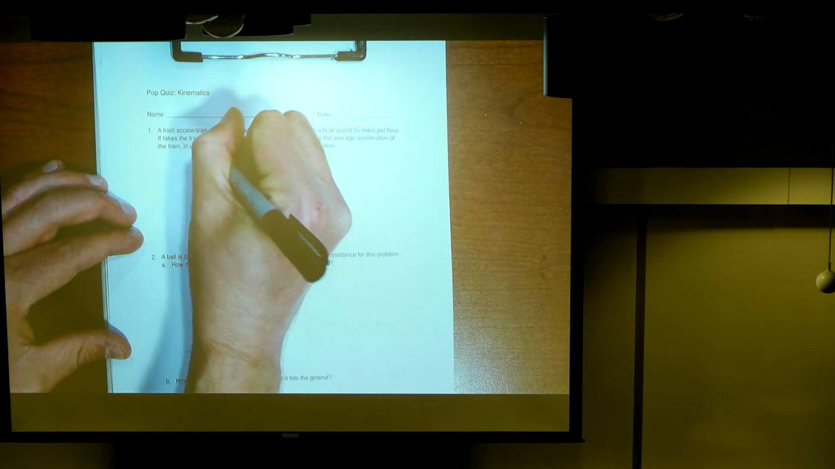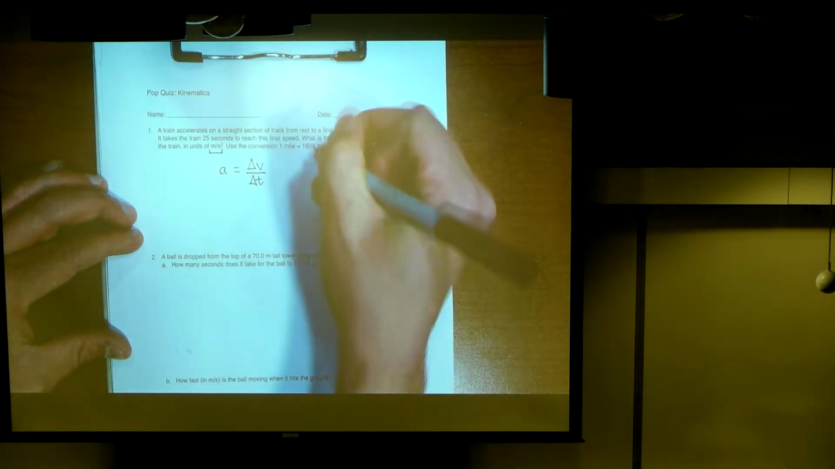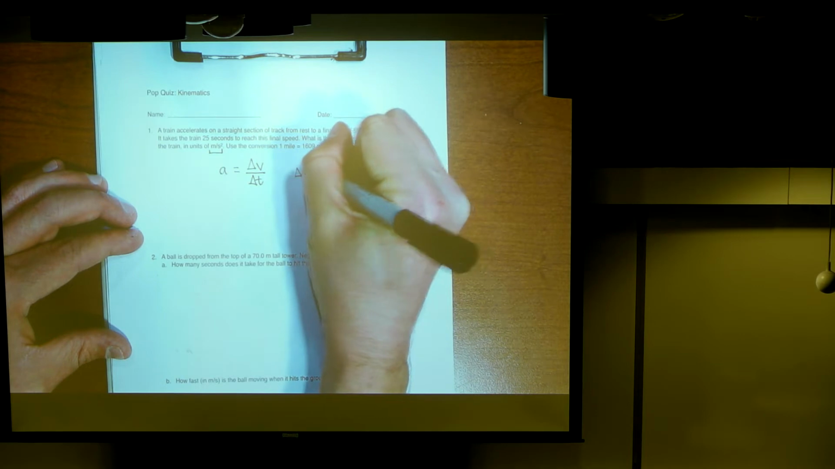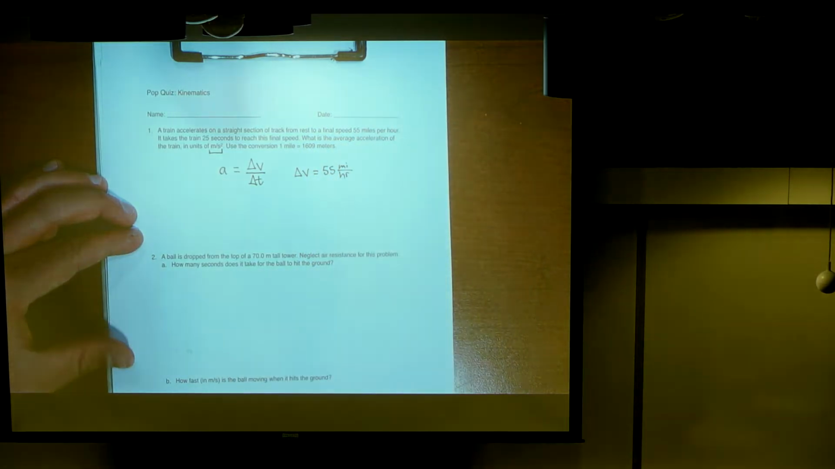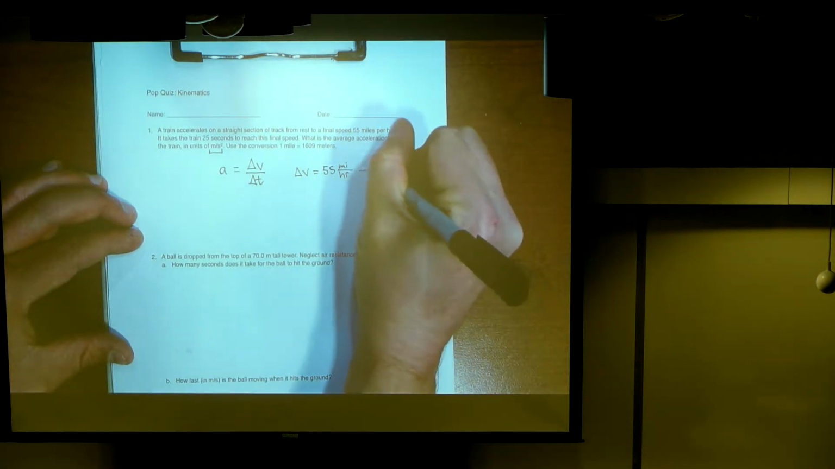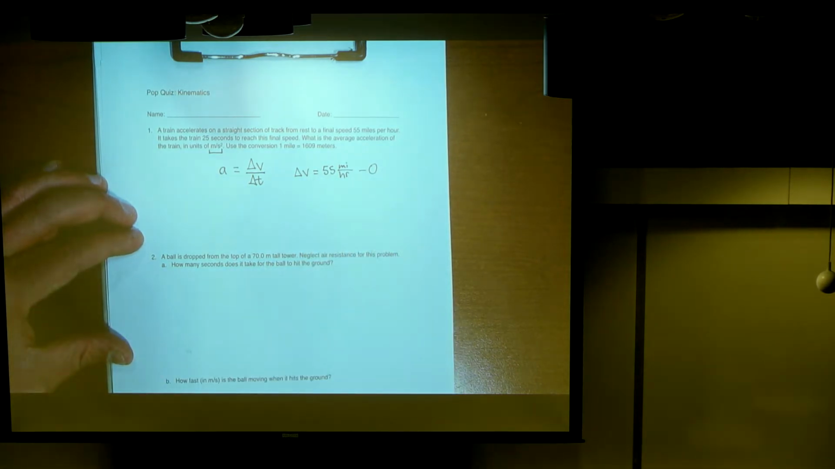But look at the problem. We want this to come out in meters per second squared. So the speed of 55 miles per hour has to be converted first to meters per second. So to be clear, delta V is 55 miles per hour, that's our final velocity, minus 0 as our initial velocity. That's how we want to think about the change, delta V.